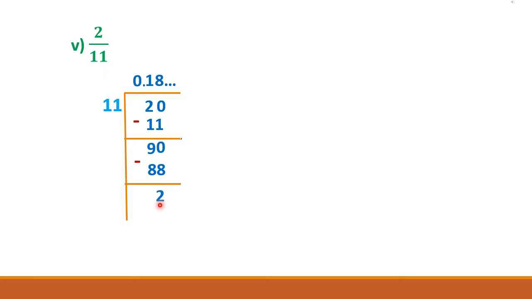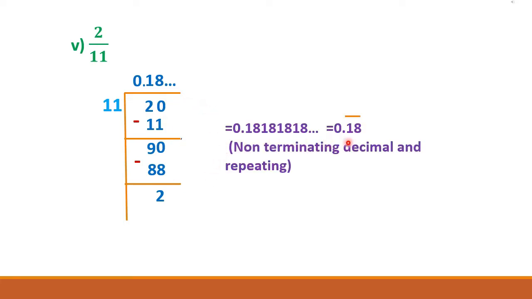2 is the remainder. Again this process goes on and on forever. This division never stops. This is non-terminating because we cannot stop the division. See the answer: 0.1818. It is repeating. We can write it as 0.18 bar. So this type of decimal is called a non-terminating and repeating decimal.